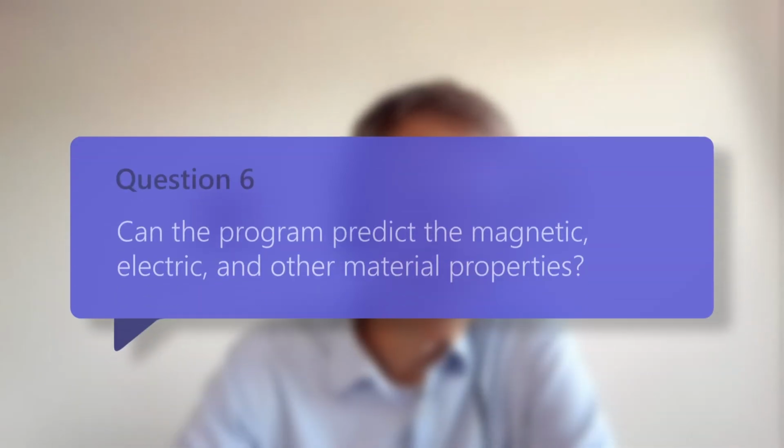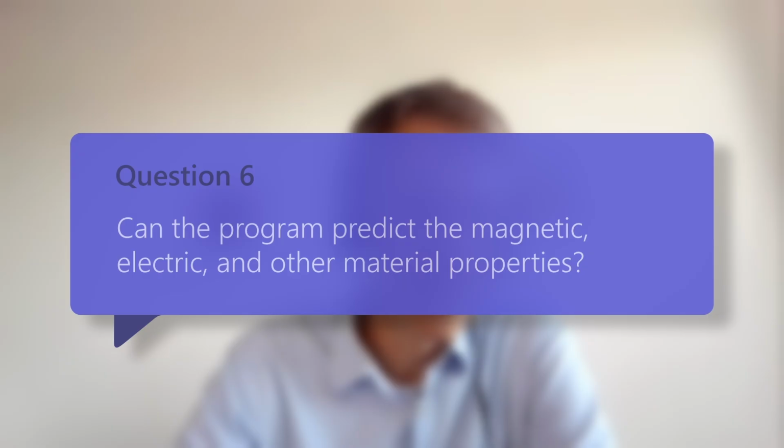There's one question here. Can the program find the magnetic, electric, or other material properties? Electric, yes. Magnetic, I don't think that's included. No, magnetic is not included. But electric conductivity or ionic conductivity you can compute.